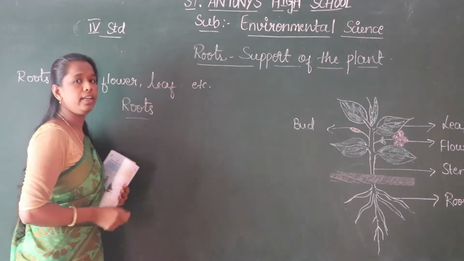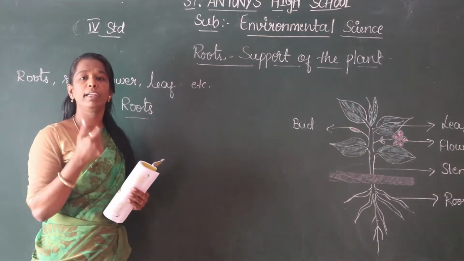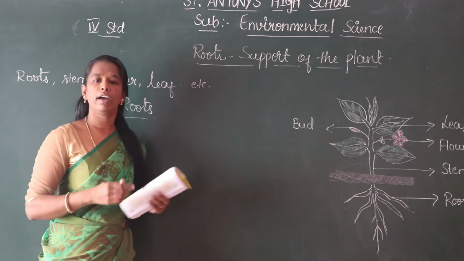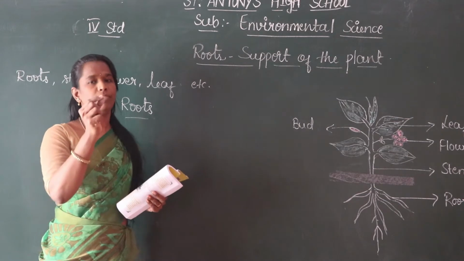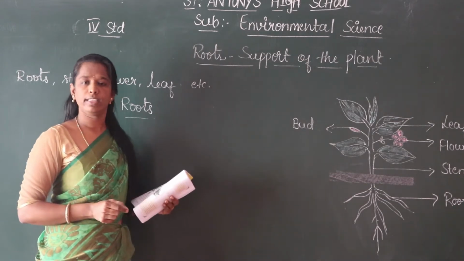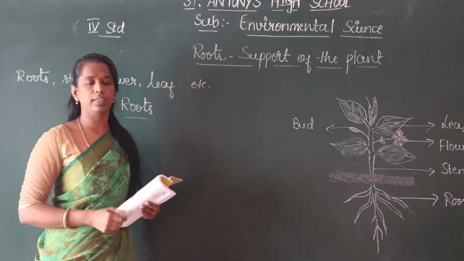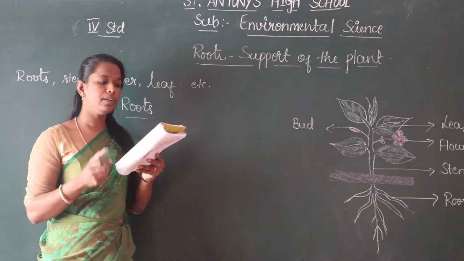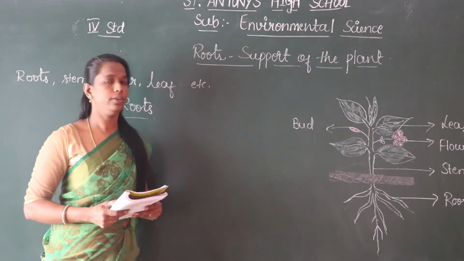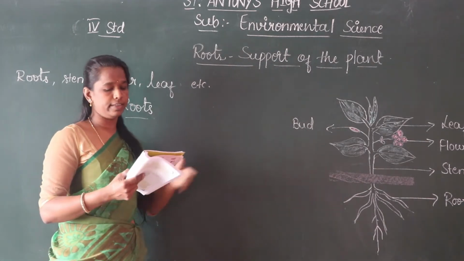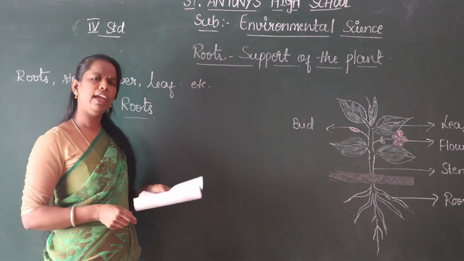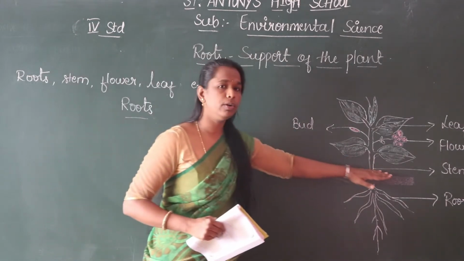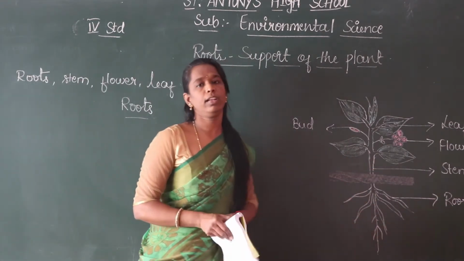So children, you have already seen the roots. How many types of roots have you seen? In your neighbors or in your surroundings, you see, for example, tulasi root, is it right? And some grass root, is it right? So, you have observed the different parts of the plant. Where do the roots of the plant grow? Below the soil, the roots will grow.